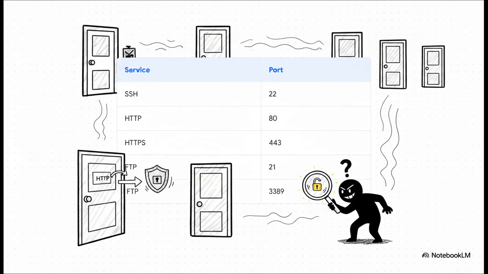And what's really interesting is that a lot of these doors are standardized. When you browse the web, your computer is usually knocking on door number 80 or 443. If you're trying to securely log into a server, that's almost always port 22. This makes things work smoothly, of course, but it also gives attackers a roadmap. They know exactly which doorknobs to start rattling first.